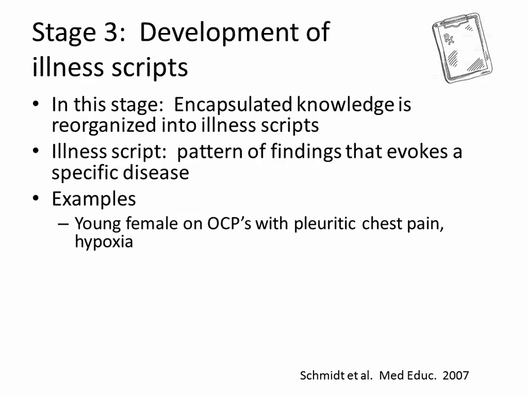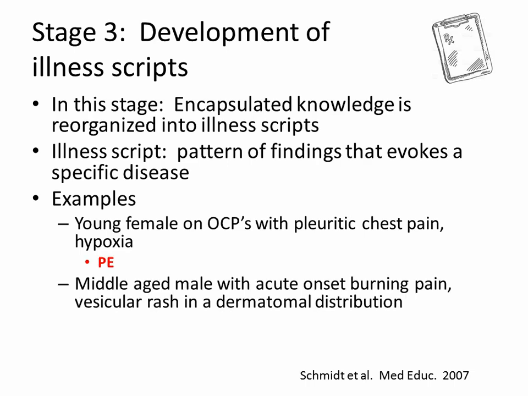So let's go through a couple of examples of illness scripts. Just shout this out. What do you guys think when I say a young female on OCPs with pleuritic chest pain and hypoxia? PE, right? That fits everybody in the room's illness script for PE. What about a middle-aged male with acute onset burning pain, a vesicular rash, and a dermatomal distribution? Shingles, okay? And so these are the types of patterns that are developing during stage 3.